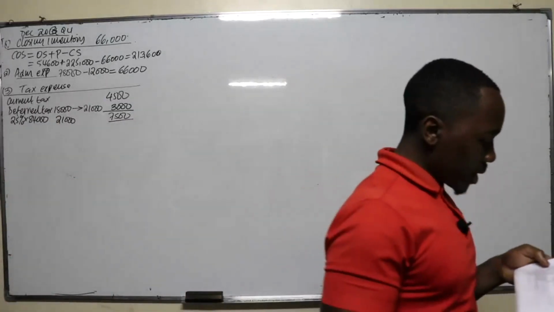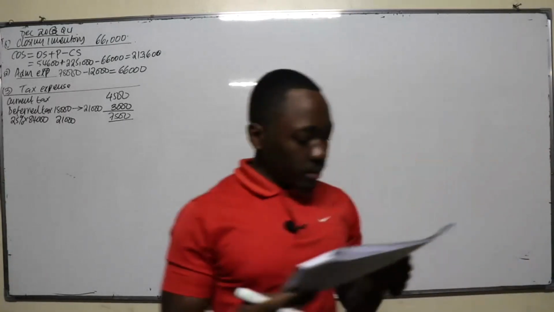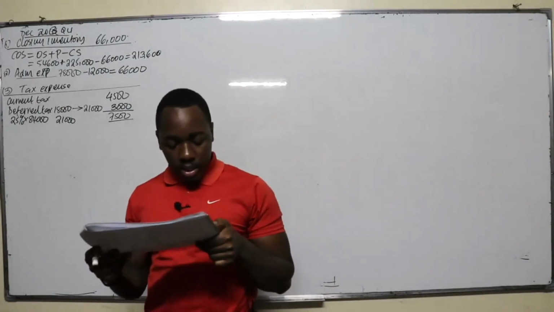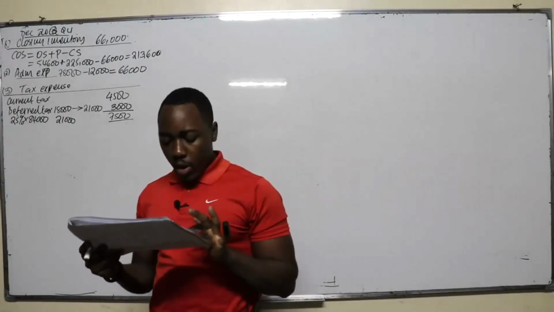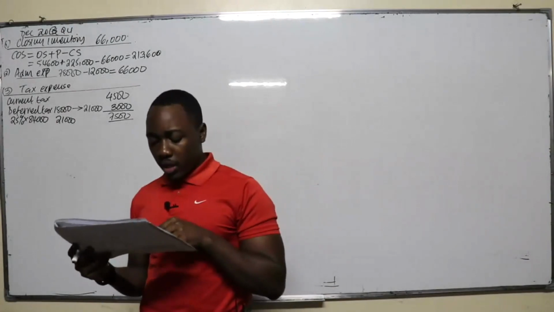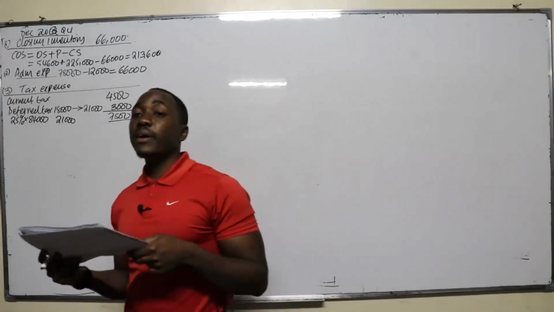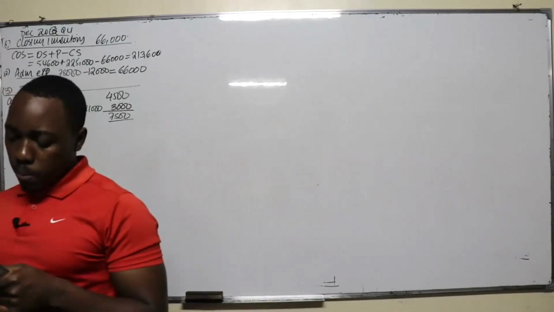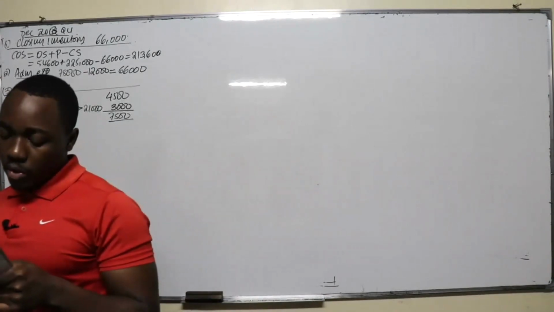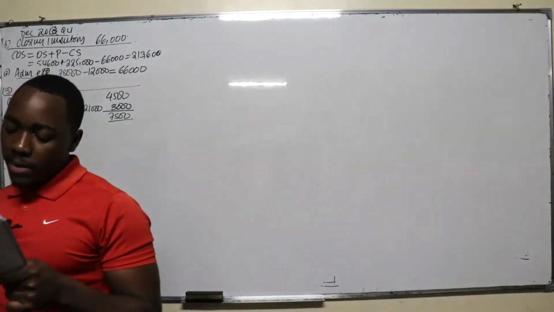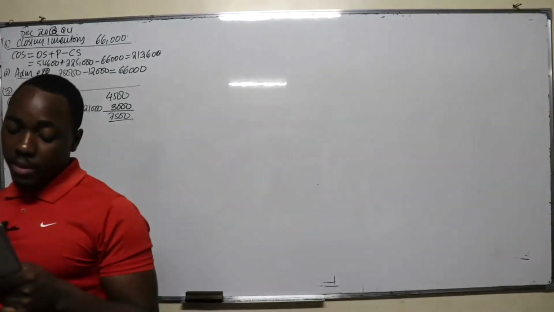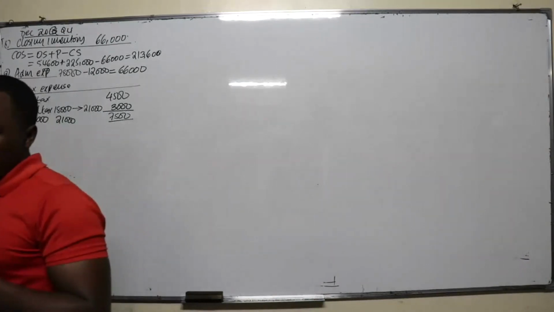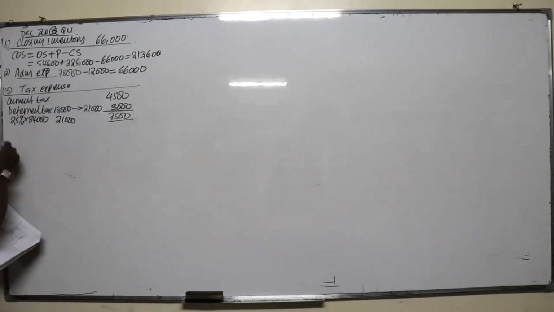Good. Number 4, property, plant, and equipment comprise land, building, plant, and equipment. You have the cost, and then you have the accumulated depreciation. Number 5, buildings are depreciated at the rate of 2% based on cost, while plant and equipment are depreciated at the rate of 25% based on cost. No depreciation is charged in the year of disposal.